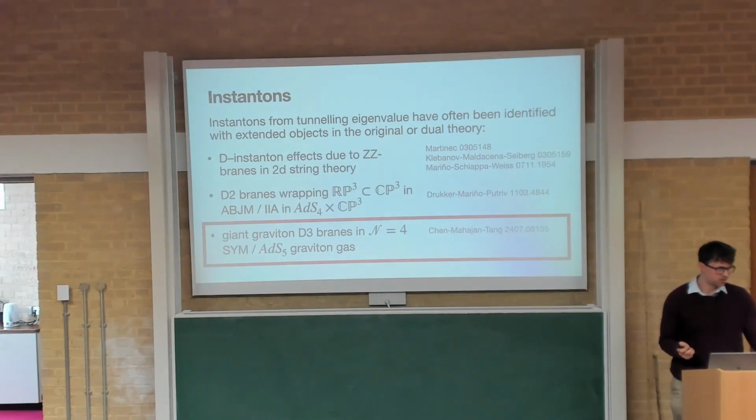So they could relate the actions from these D3 branes to the tunneling eigenvalue, and they correspond to the D branes. I think they calculated the action, but yeah.